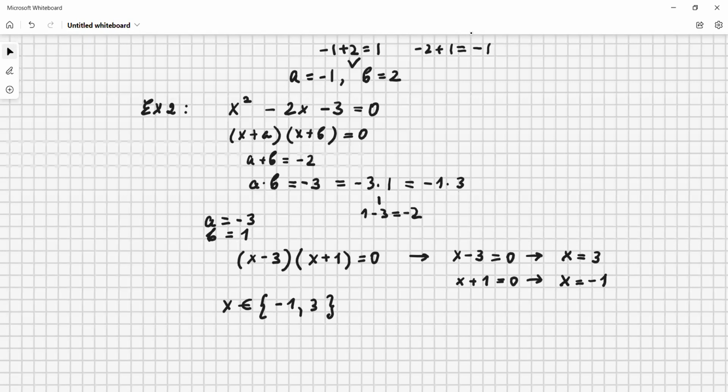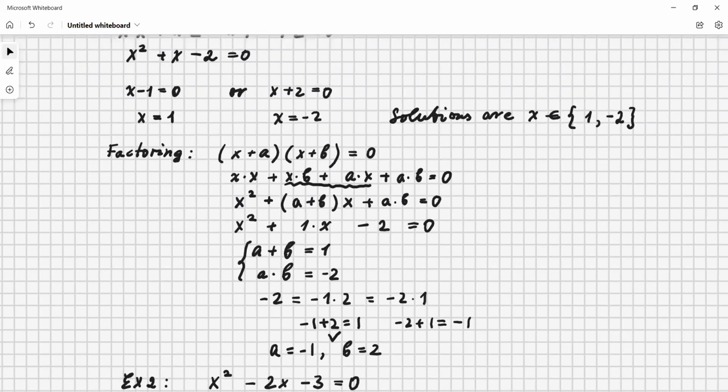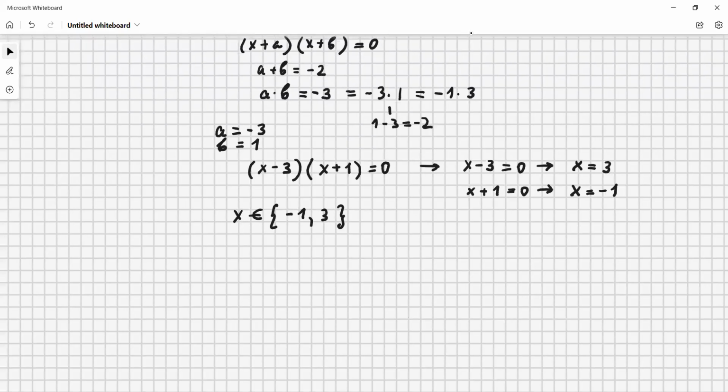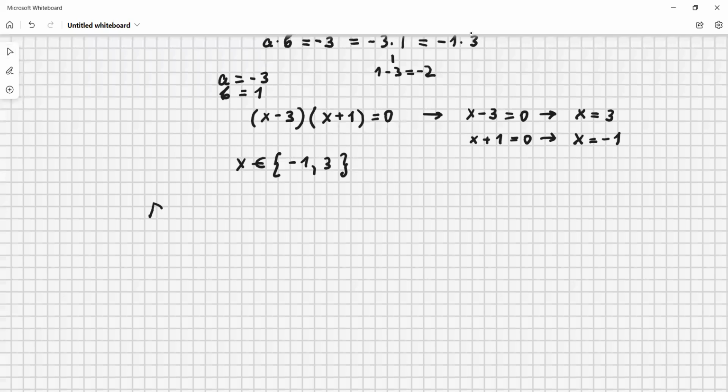The last type we are going to do in today's lecture is solving using a perfect square. The next lecture is going to be about the quadratic formula. So, for the example, how do we label it actually? Factoring, okay, perfect square. Using the perfect square property.